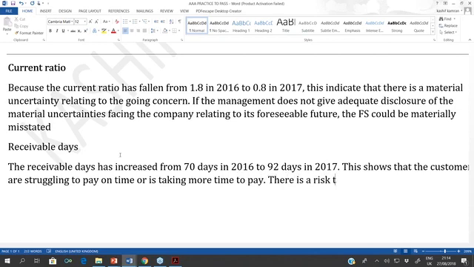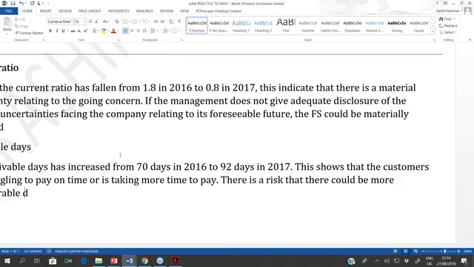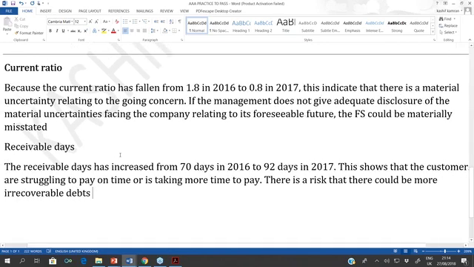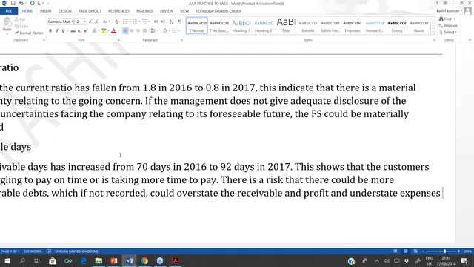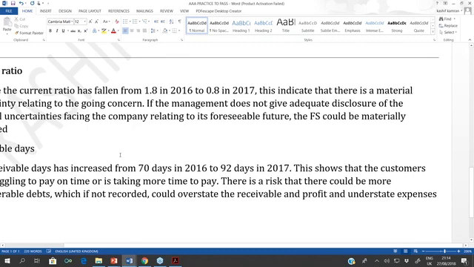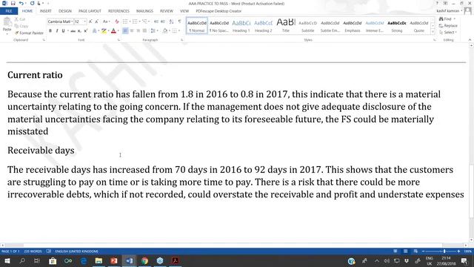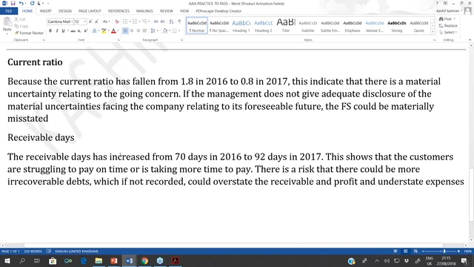There is a risk that there could be more irrecoverable debts, which, if not recorded, could overstate the receivables and profit and understate expenses. See my answer? I hope you're getting my point of view here.